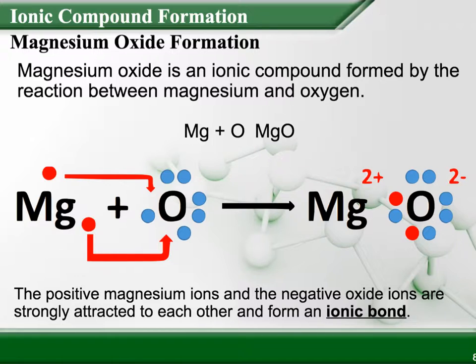This is showing the transfer of 2 electrons from magnesium. Oxygen needs to gain 2, magnesium needs to lose 2, and then we see the final product. So this is what we're going to be doing in class today.